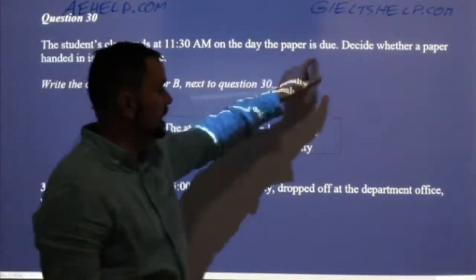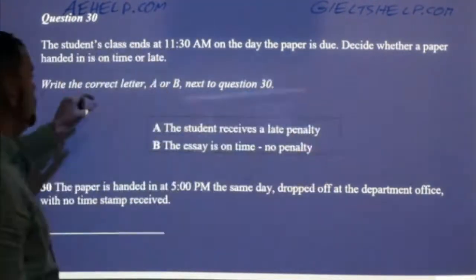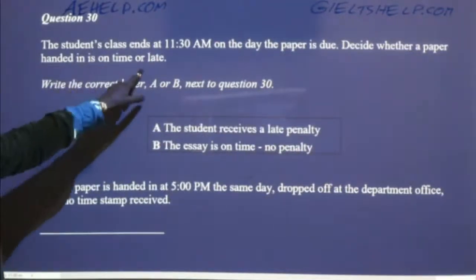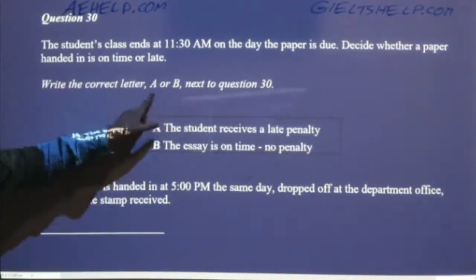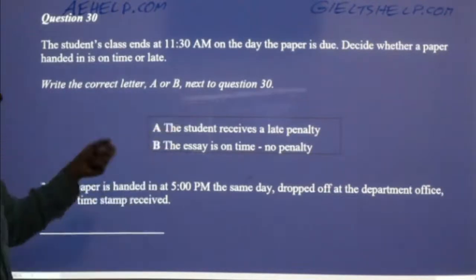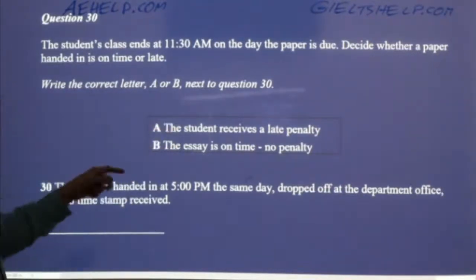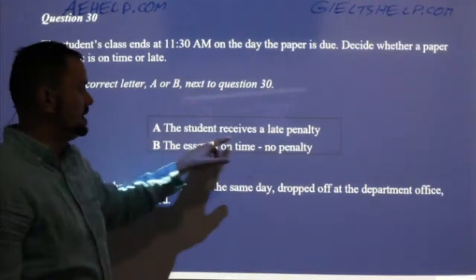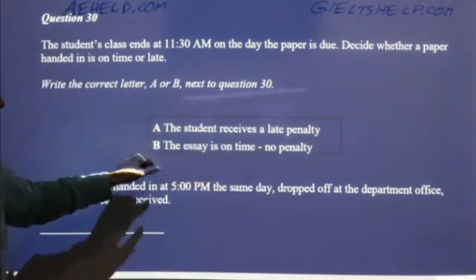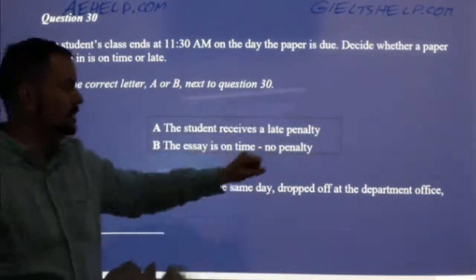on the day the paper is due. Decide whether a paper handed in is on time or late. Okay, write A or B. So this is inference. You have to figure it out from the information. A, the student receives a late penalty, or B, the essay is on time and there's no penalty.